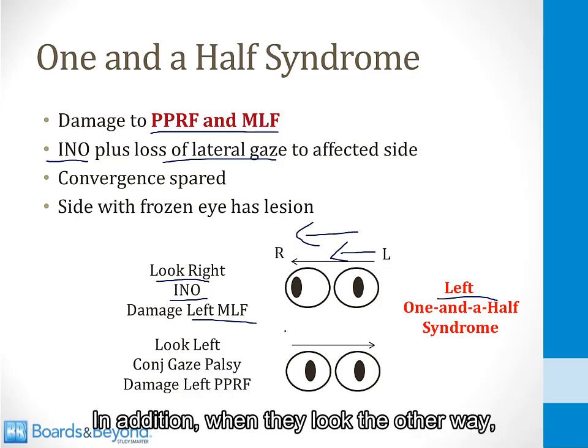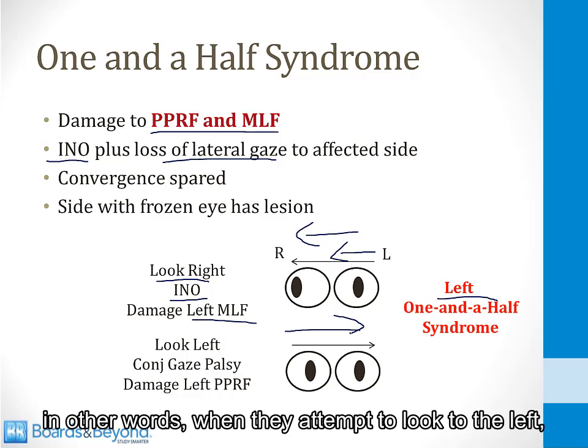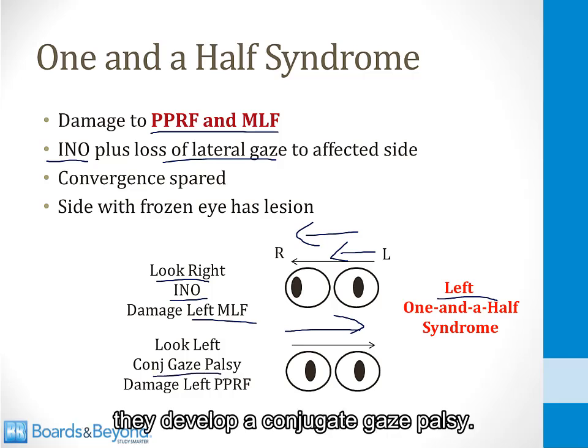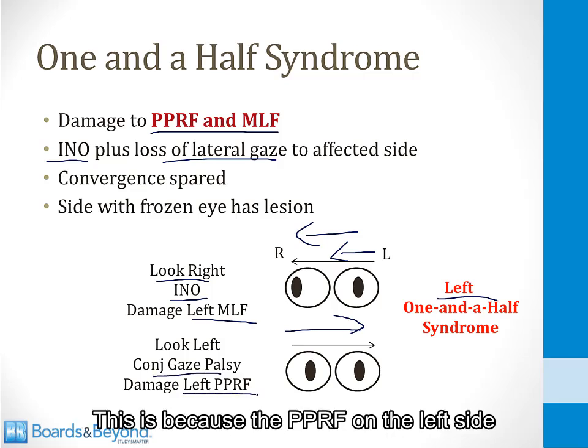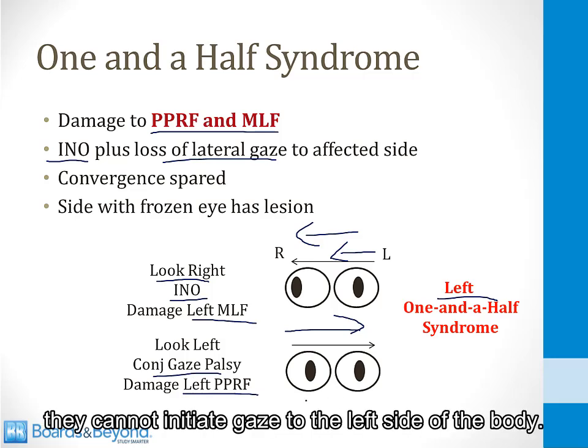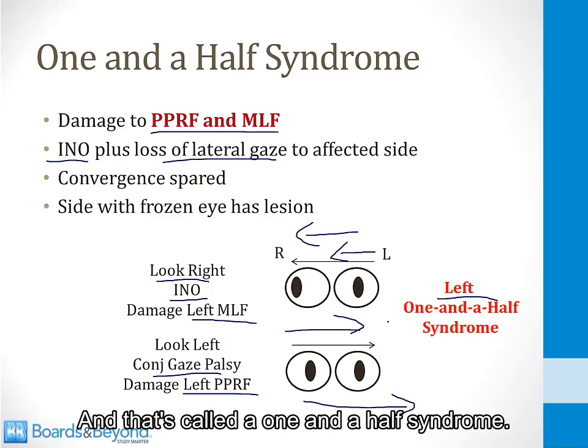In addition, when they look the other way, in other words, when they attempt to look to the left, they develop a conjugate gaze palsy. This is because the PPRF on the left side has been damaged, and thus they cannot initiate gaze to the left side of the body, and that's called a 1.5 syndrome.